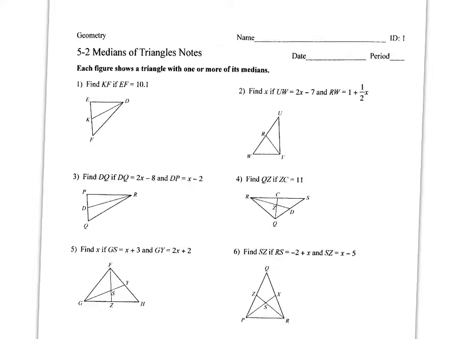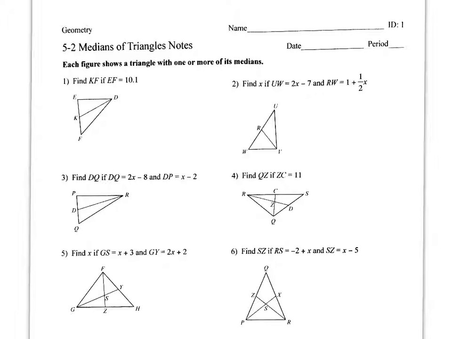All right, lesson 5.2, medians of triangles. Okay, so first of all, what is a median? A median is nothing more than a line segment that goes to the middle of a side of a triangle. So if DK is a median, then K is the midpoint of EF. It's right in the middle.